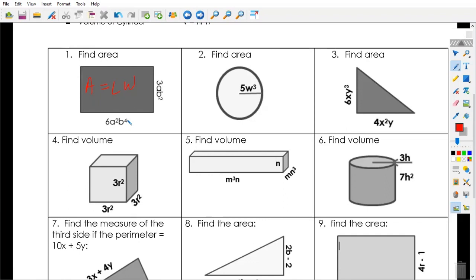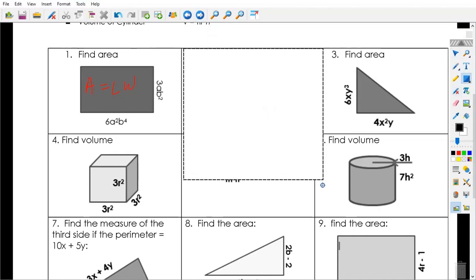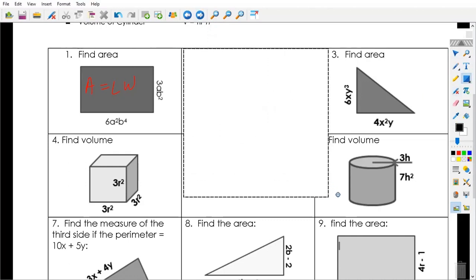I'm going to tell you right now, you are going to need some paper because I don't think you're going to be able to do it on here. You're going to squeeze it in there? So here's my paper. All right, here we go.